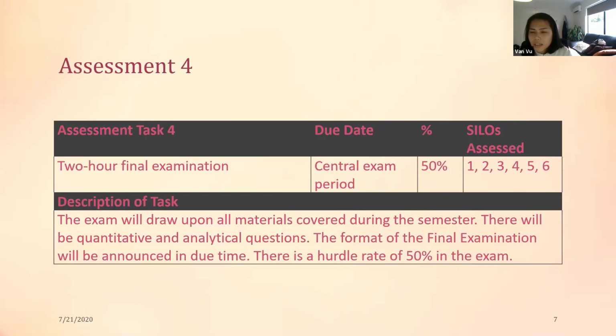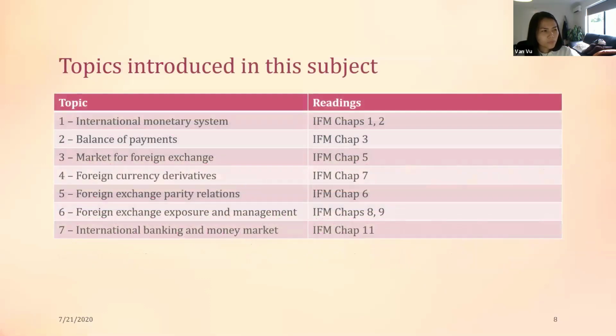So I think this is the key information so far with the assessments. Any questions so far? Are we clear of all the assessments we need to do for this subject? Yep. I'm going to take silence as yes. Okay, so let's move on to the structure of the class.